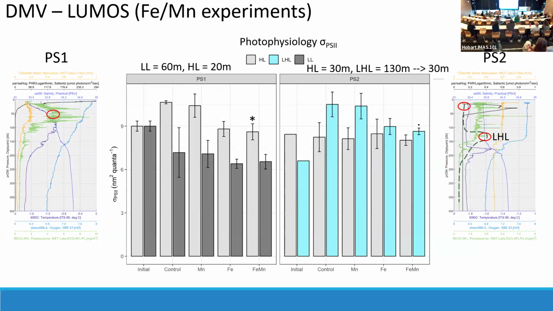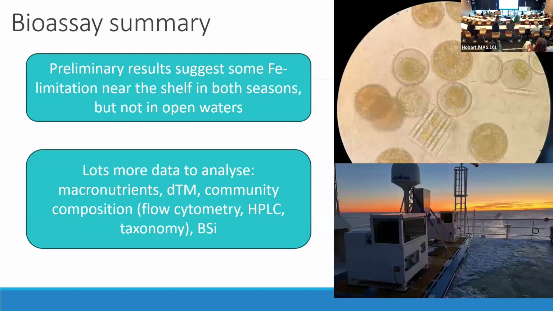And not much happened with the size of the antenna. The only significant result that I got was from an iron-manganese addition, but it's just because my error bars are quite wide. As a summary, despite the fact that we expected higher concentrations on the shelf in both seasons, we did observe some signs of iron limitation, which suggests that communities even near this high concentration could often be iron limited. But we still have a lot of data to analyze, so this is going to come in the coming weeks and months. I'm still going to be focusing on this.